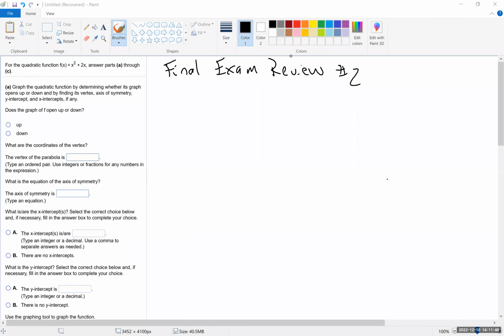All right, so for the final exam review number 2, we have the function f of x equals x squared plus 2x, and we're going to answer a whole bunch of questions about it. So the first one says, graph the quadratic function by determining whether the graph opens up or opens down.